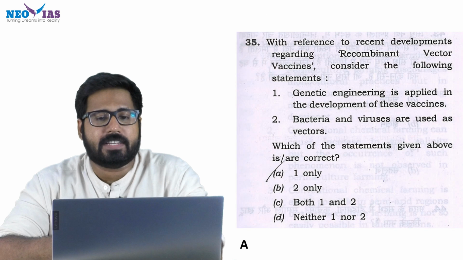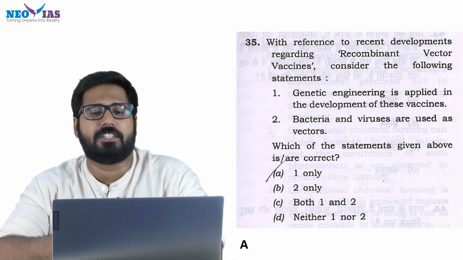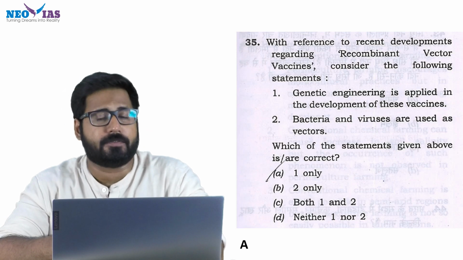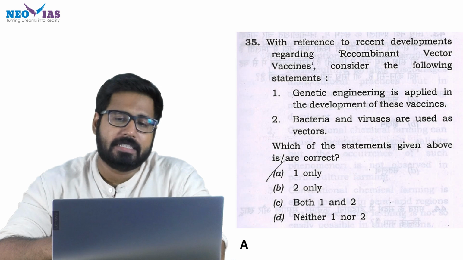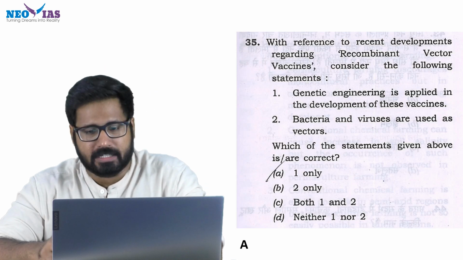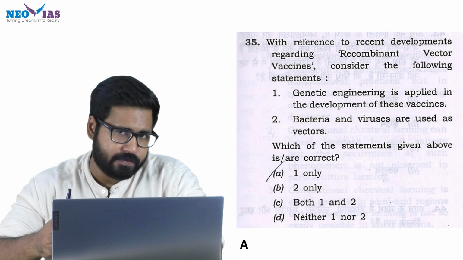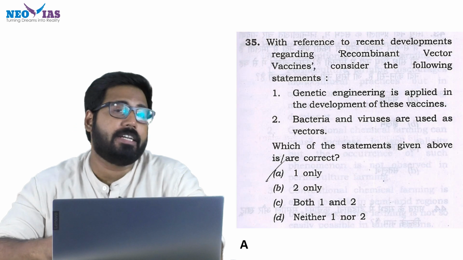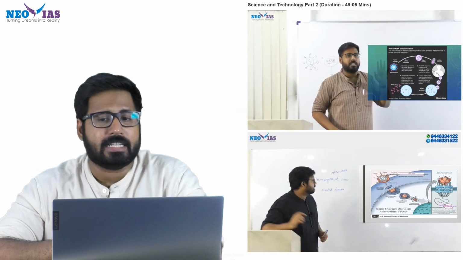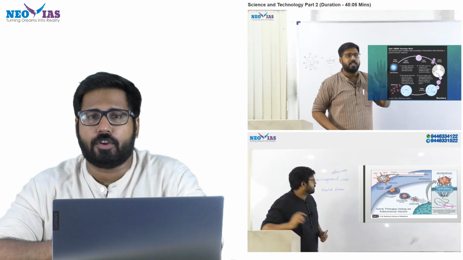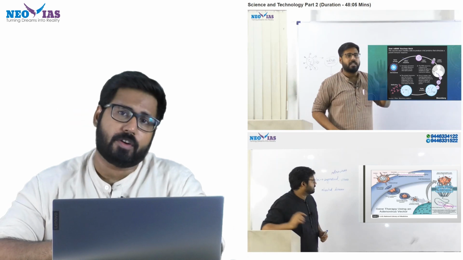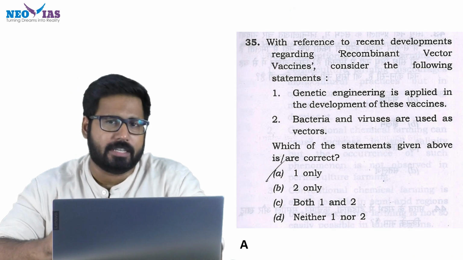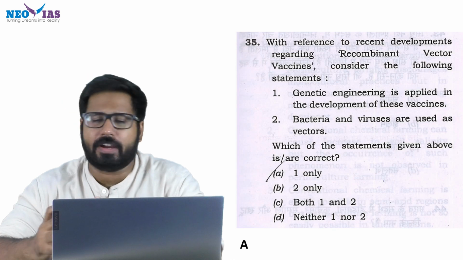With reference to the recent developments regarding recombinant vector vaccines, consider the following statements. The first statement: genetic engineering is applied in the development of these vaccines. The second statement: bacteria and viruses are used as vectors. Now in this question, we have dealt with many of the areas regarding vector vaccines, recombinant DNA technology, etc. In fact, you could see that in the various classes that I have taken for your current affairs plus class, and also from our normal GS class as well. So with this basic knowledge, even though it is not a direct question, you can think about it and find an answer to this one.